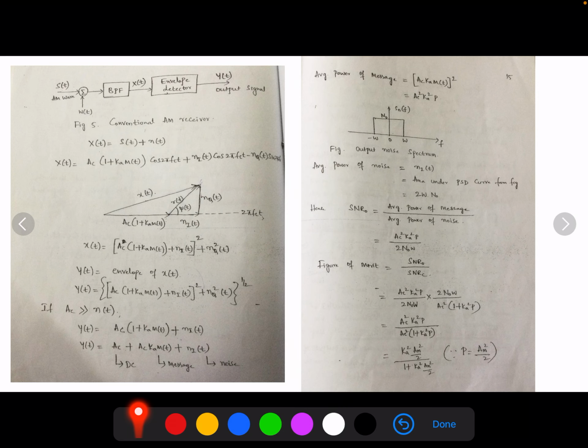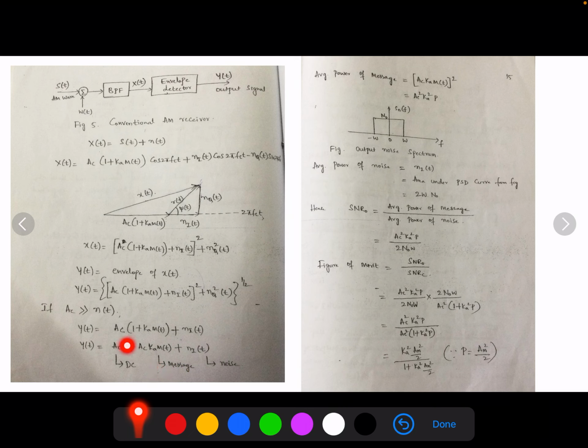However, when the average carrier power is very much larger compared with the average noise power, so that the receiver is operating satisfactorily, then the term Ac into 1 plus Ka m(t) will be a large value compared to the noise components Ni(t) and Nq(t), at least most of the time. So then we can assume that y(t) is equal to Ac, I am just multiplying the terms, Ac Ka m(t) and Ni(t).